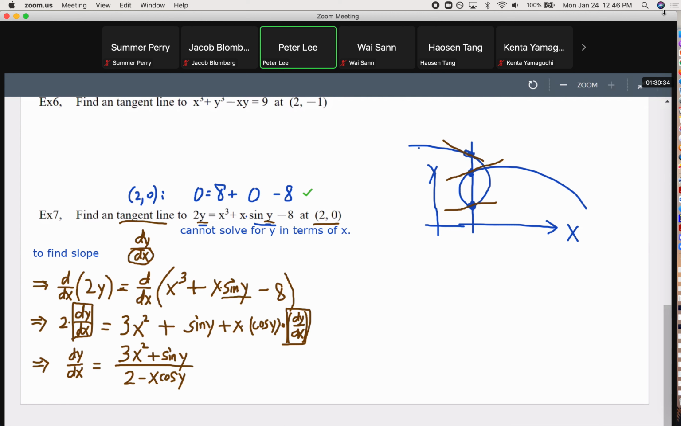Now, what is the next step? The next step, you now have to find the slope. To find the slope, we have to find the slope of the tangent line at that point. So now dy dx, evaluate this at the point (2, 0). That means x equals 2, y equals 0, plug that in. If you do that, then what do you get? So now in the denominator we get 2. And note that y equals 0, so we get cosine 0 is 1.